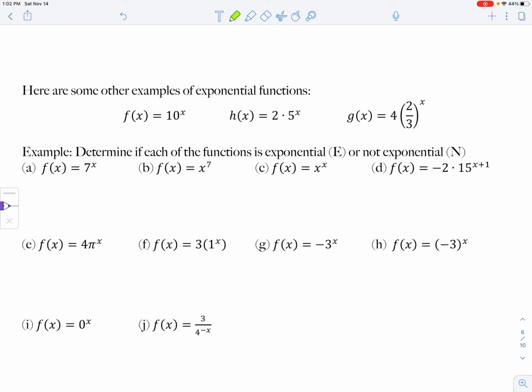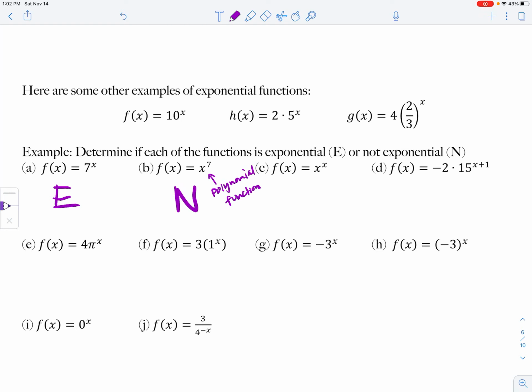Okay, so here are some other examples of exponential functions. Let's determine if each of these functions is exponential or not exponential. So we'll put a capital E if it is exponential, a capital N if it is not exponential. So f of x equals 7 to the x power is exponential. F of x equals x to the 7th. That looks familiar. Not exponential though.